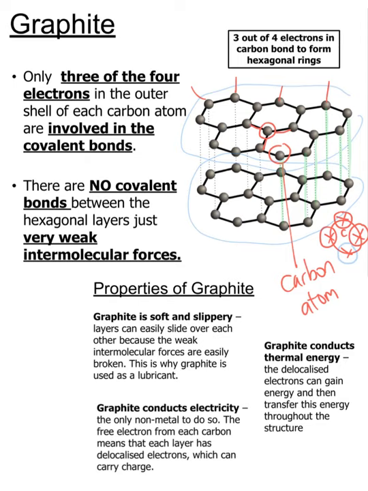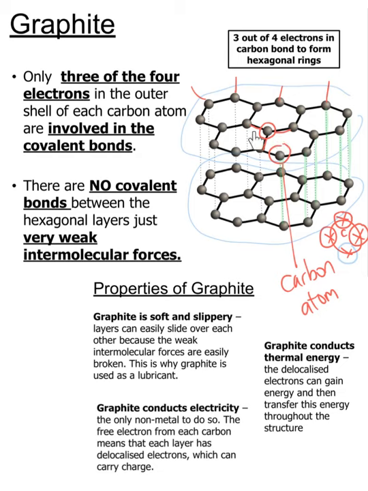So first of all, we take graphite's first property. Graphite is soft and slippery. The graphite layers can slide over one another. One layer will go one way and one layer will go the other. The reason they can slide is because these intermolecular forces are really weak and very easily broken. That's why graphite is sometimes used as a lubricant. If you've got a creaky door and you spray a lubricant on it, it may well be that graphite or some form of graphite is in that lubricant.